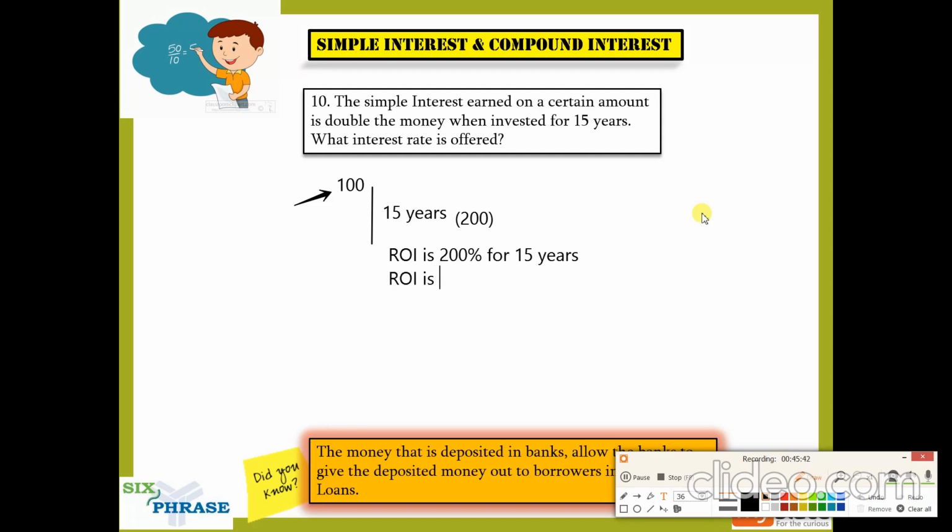So the rate of interest is 200 by 15 for 1 year, and 200 by 15 will give you 13.33 percentage. This is per annum. So I'd say 13.33 percentage is your answer, guys.